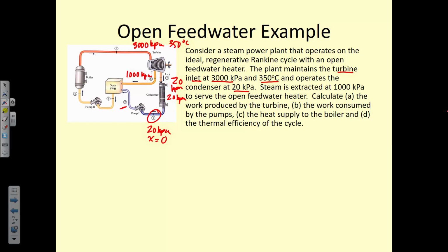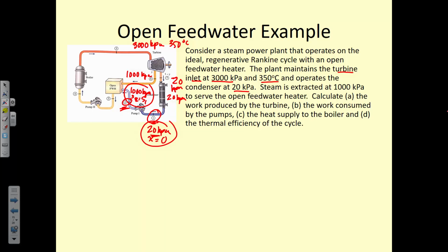Okay, what about state two? What do you think? If we're combining things together in a mixing chamber, they should be at the same pressure, right? So this will be 1,000 kilopascals at state two. So this pump takes it from 20 kilopascals to 1,000 kilopascals. And at this state, we know that S2 is equal to S1. So this state is fully specified, and this state will be fully specified.